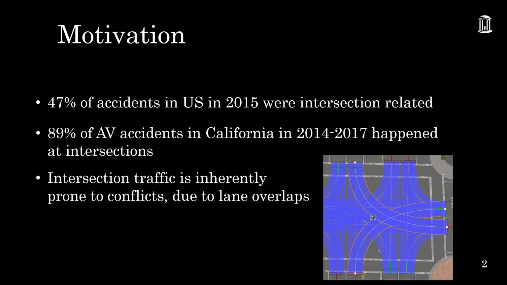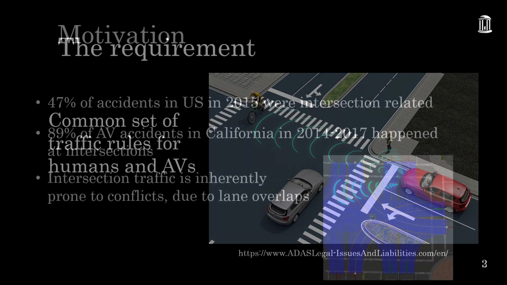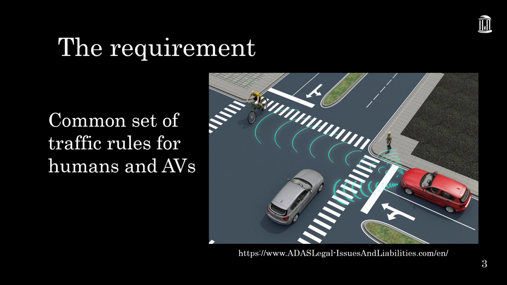Intersections are inherently prone to accidents since we have a resource sharing problem. For example, in the picture, the two left turn lanes share some intersection area. One measure to coordinate the traffic around sharing the road is the traffic rules requirement. Traditionally, the traffic rules were written by humans for humans. However, we now have a new type of drivers, which are automated vehicles.